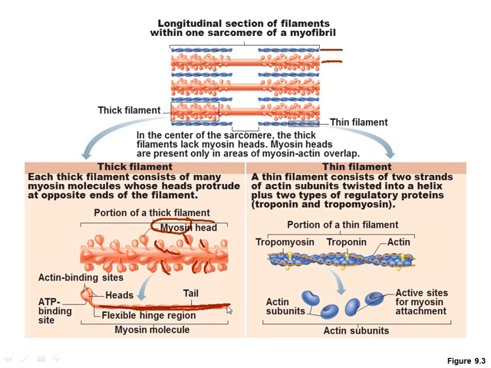The handle part's called the tail. The club part is called the head. You wrap them all together. So that's a myosin or thick filament. It's all these individual myosin molecules bundled up together. This is one individual myosin molecule. You put them together, you get a thick filament.